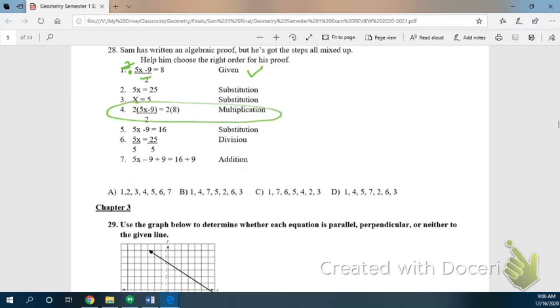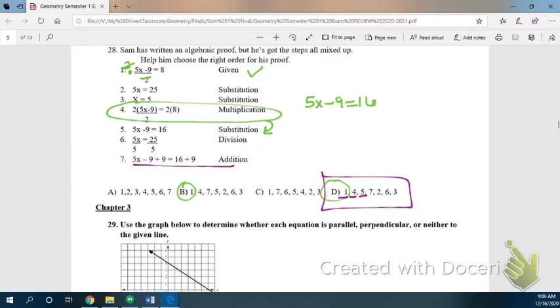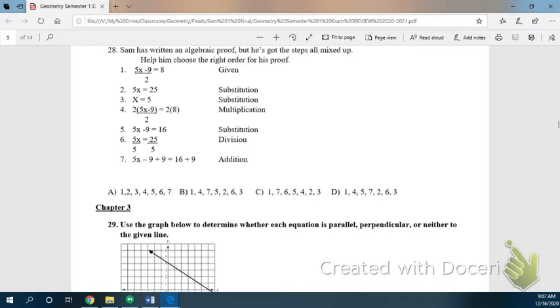So when I look at my options down here, either B or D look good so far. After he simplifies that, that would simplify to 5x minus 9 equals 16, which is this next step, number 5, in substitution. So I would say that D is your final answer because it goes from step 1 to step 4 to step 5. We don't go to step 7 yet, so B is out. Very good. Moving on to chapter 3.